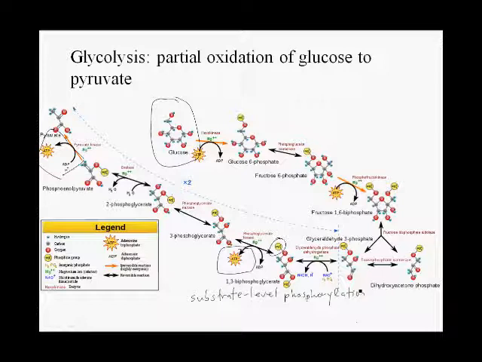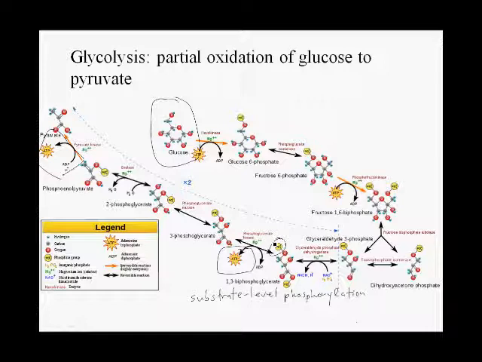So again, there are 2 ways that cells can make ATP. One is through oxidative phosphorylation using the ATP synthase and the proton motive force across a membrane. The second way is called substrate level phosphorylation, when a high energy phosphate from an organic molecule is used to phosphorylate ADP to make ATP.